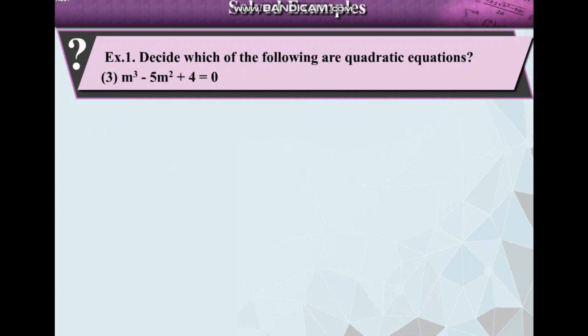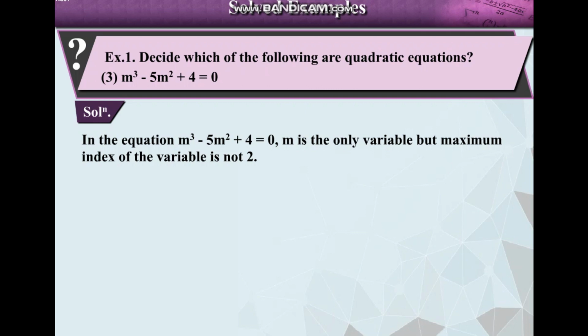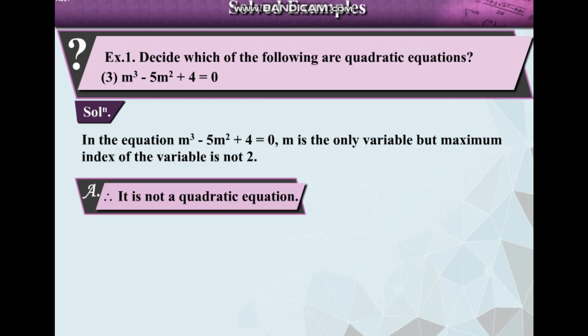3. m³ − 5m² + 4 = 0. Solution. In the equation m³ − 5m² + 4 = 0, m is the only variable but the maximum index of the variable is not 2. Therefore, it is not a quadratic equation.